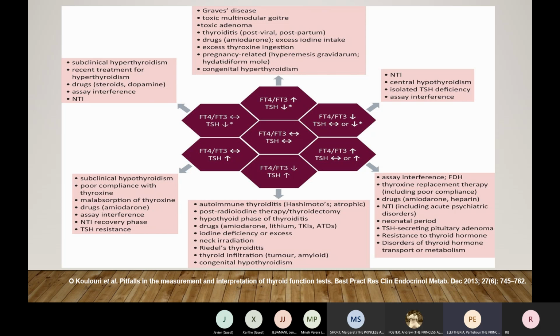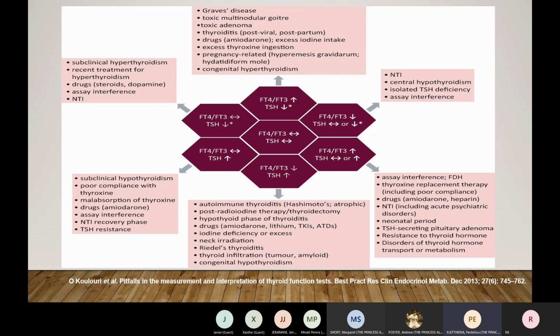This is a slide that has 7 hexagons in the middle and some associated pink boxes around them. And these hexagons represent different combinations in thyroid function. The very middle one is T3 and T4 that fall into the normal range, and is associated with a TSH that also falls into the normal range, and we would call that normal TSH, the normal thyroid function test.